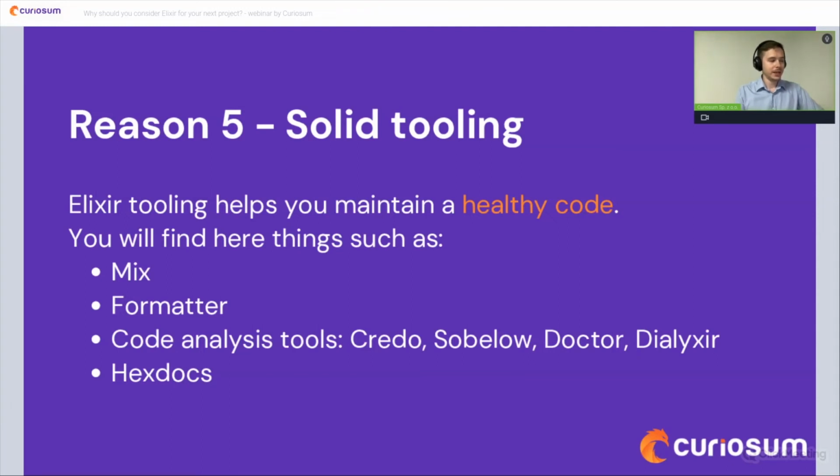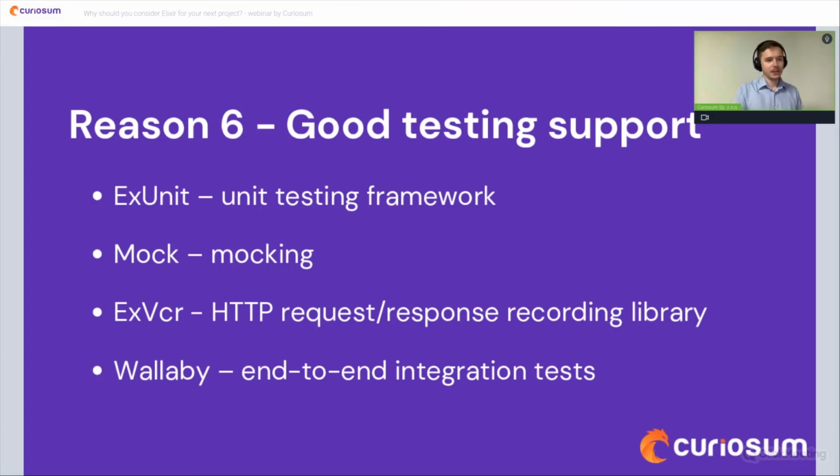Everything here is in place, as well as HexDocs, for instance, which is used for documentation. This is what I meant when I said that Elixir has good documentation support. So the tooling is here. And then we go to testing support. We have a bunch of libraries that we can use for unit testing, for mocking, for HTTP request and response recording, and also end-to-end integration tests. So you don't have to worry that something is missing from this. You have everything you need to write good tests.